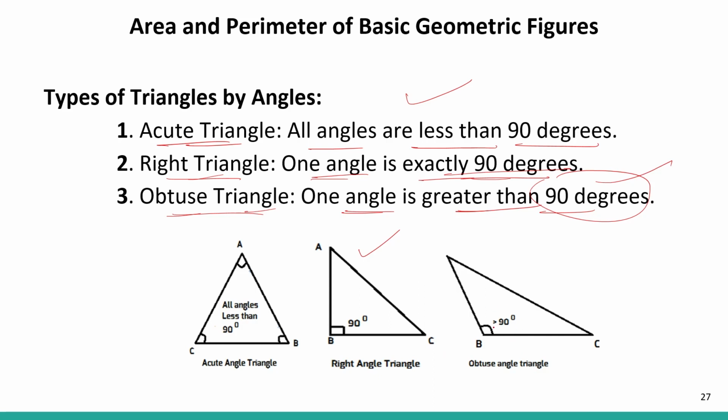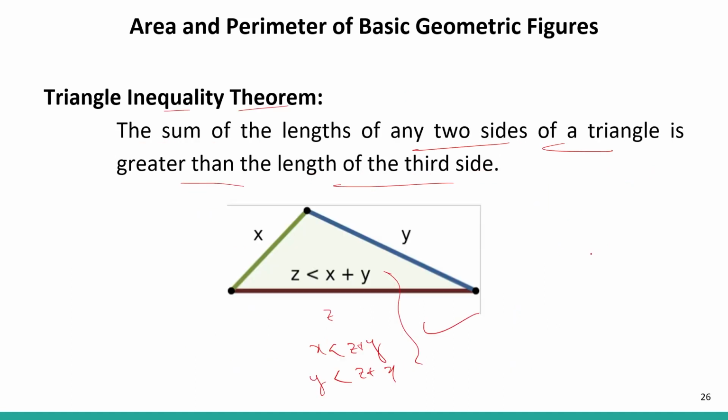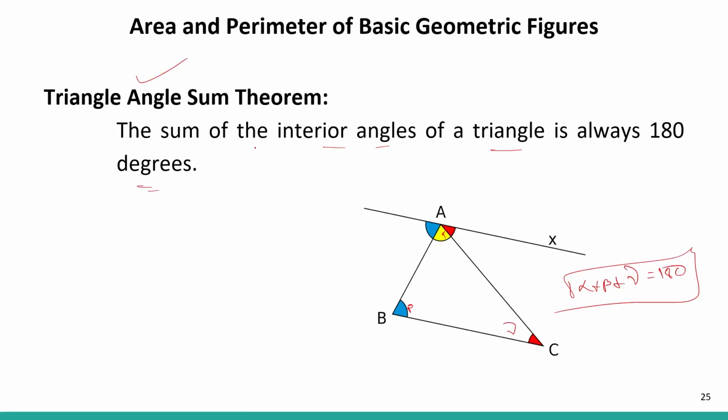I have a brainstorm question for you right now. Can we actually have a triangle with two 90 degree angles? Just try to think about it. We actually can't. Why? Because we know this theorem, right? The triangle angle sum theorem.